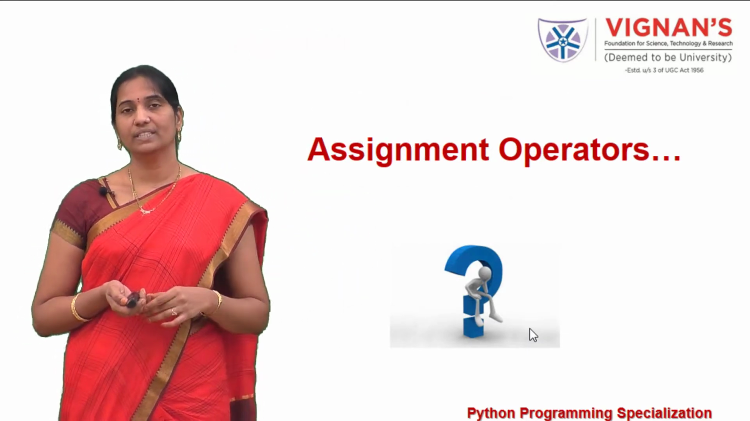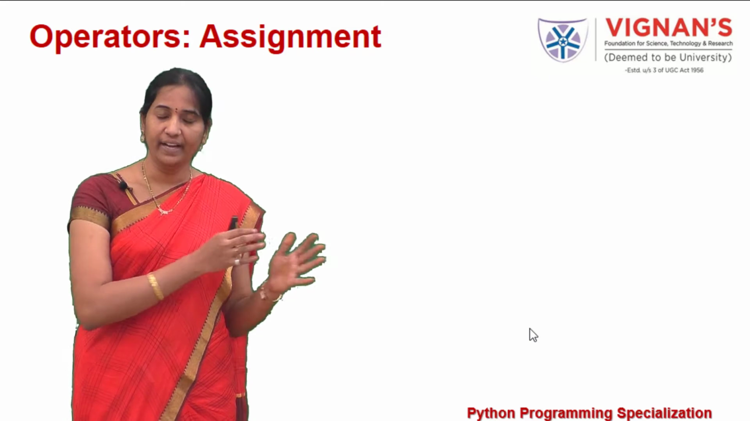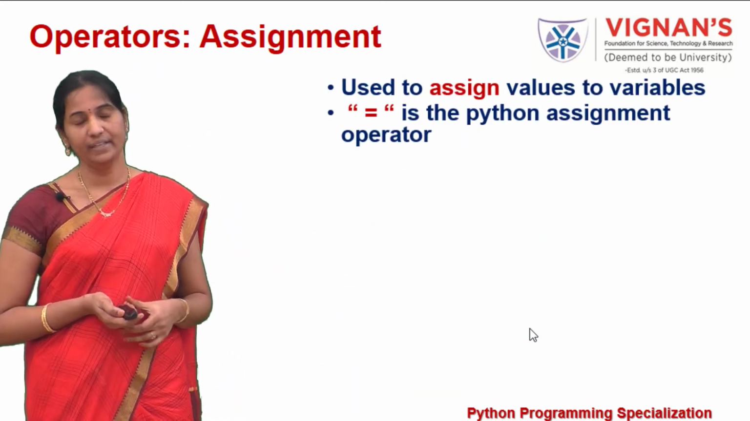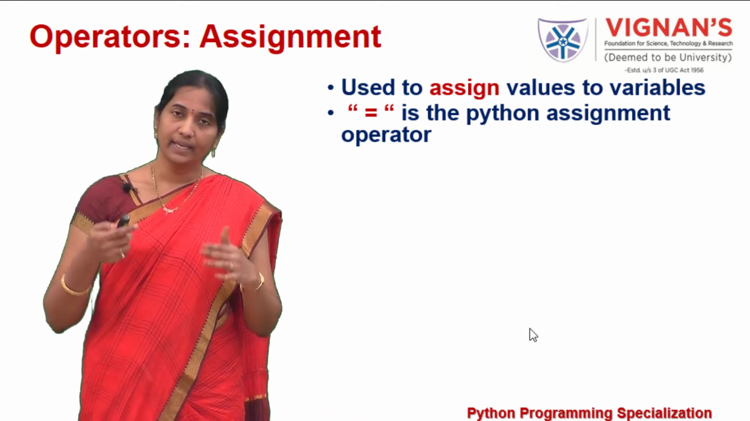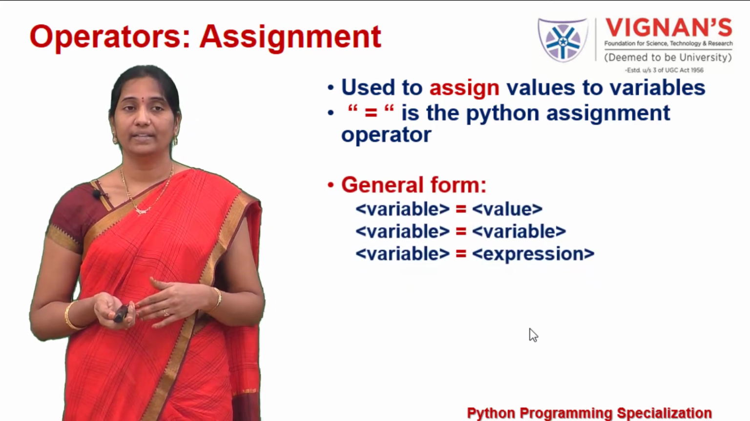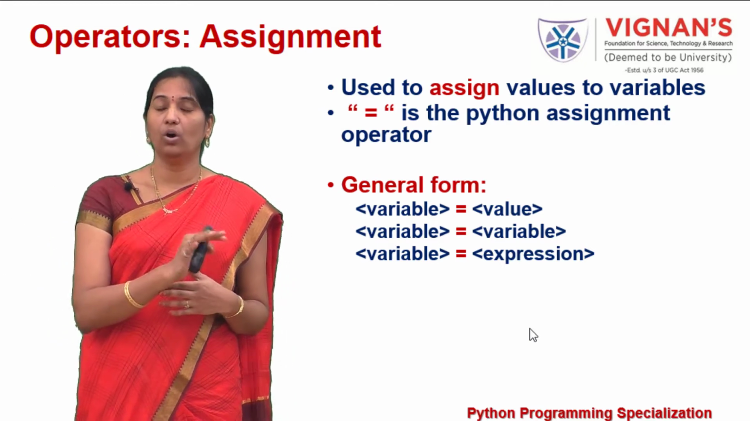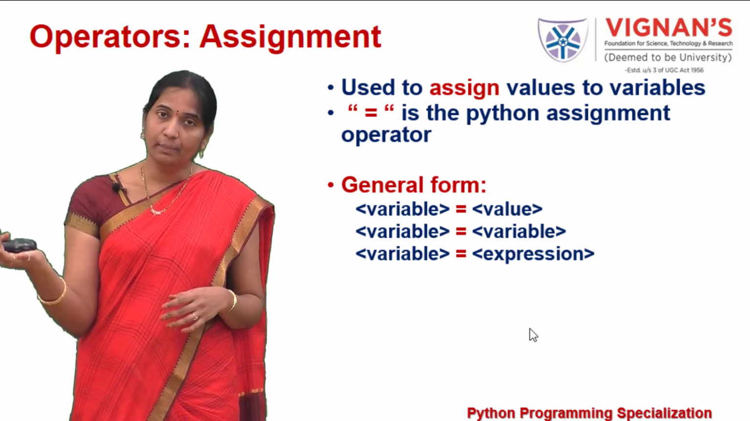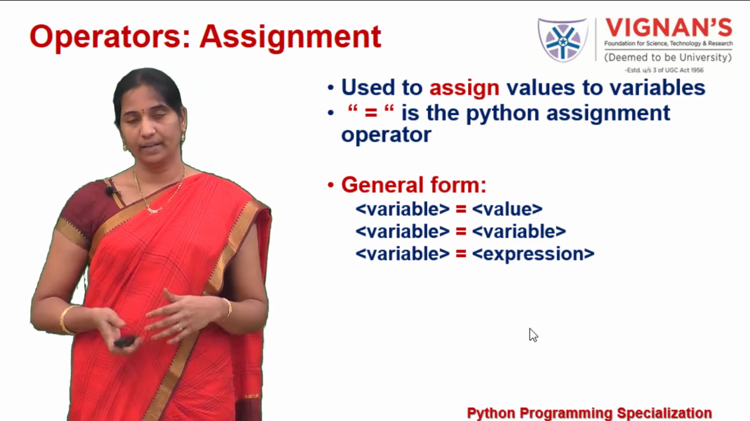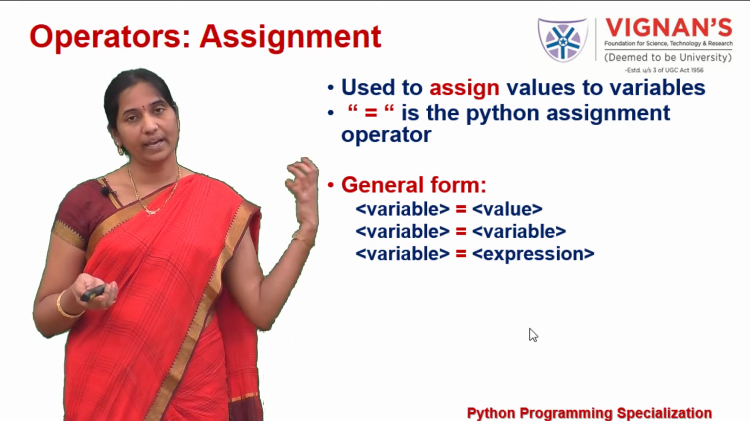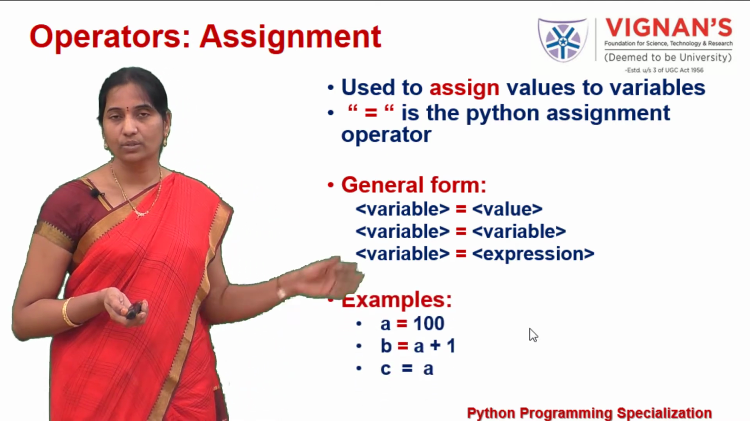Let us start our discussion with the assignment operators. For assigning a value to a variable, Python provides an assignment operator, the equal to symbol. Equal to is the symbol which can be used to assign either a value or a variable to another variable. These are the general forms. In the first form we are assigning a value to a variable, or you can even assign a variable to another variable, which indicates that you are assigning the value in one variable to a new variable. In the third form you can assign an expression, even a complex expression, to a variable. This is how you can use the assignment operator.